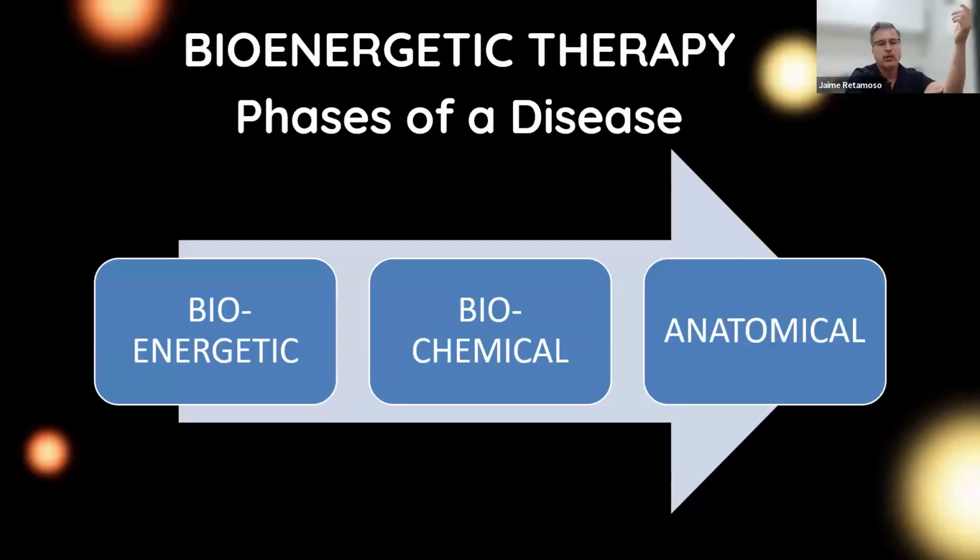Because by blood work, you are able to see that there is some alteration. But they do an image of your liver, and in that image, everything is normal. There is nothing that shows an alteration at the anatomical level. But we have passed from the bioenergetic to the biochemical, and now at the anatomical level, we cannot see anything.